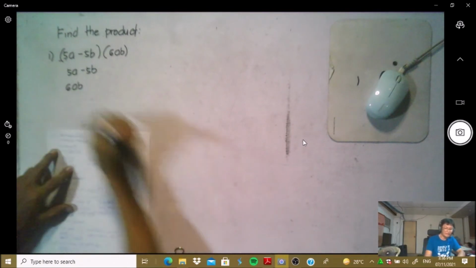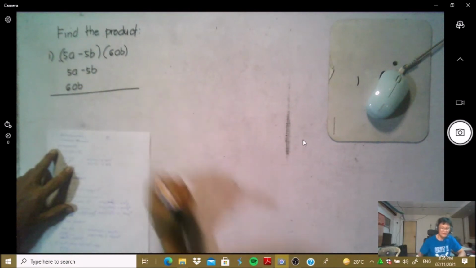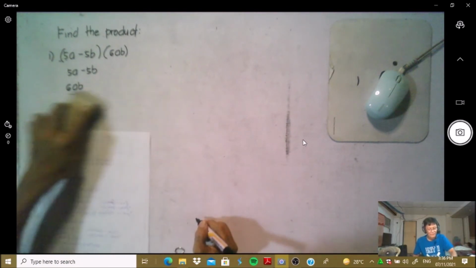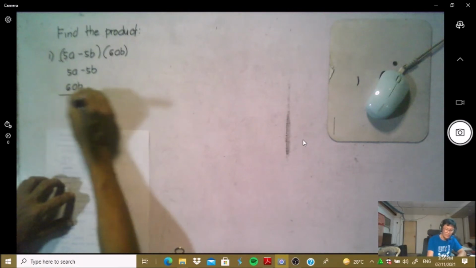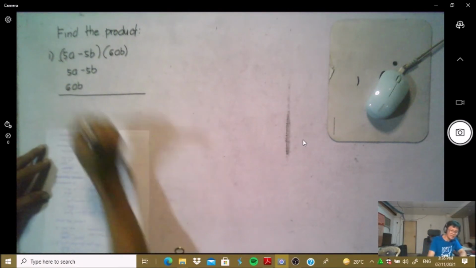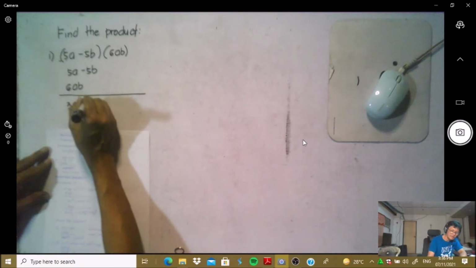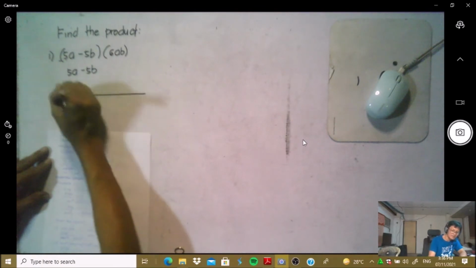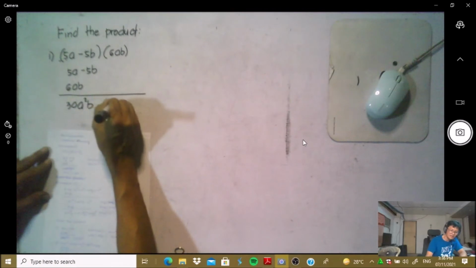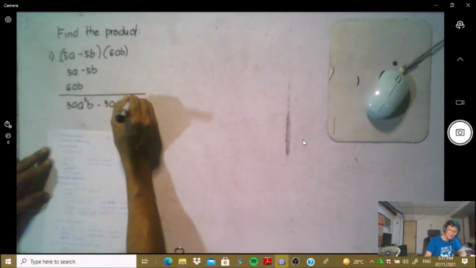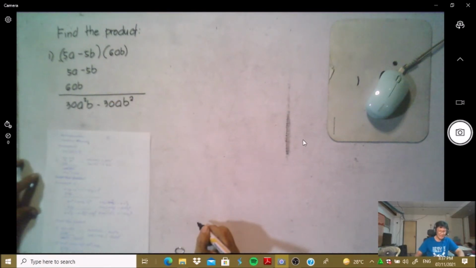Okay, we have to multiply first the left side. Okay, so we have 6ab times 5 is equal to 30, then a squared b. Then minus 6 times 5 is also 30. Then we have a, then b times b is equal to b squared. Therefore, this is now our answer. 30a squared b minus 30ab squared.